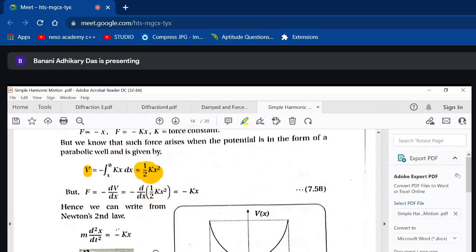If anybody asks you, or you may get it in MCQs, I'm not prompting you to just remember and put a tick mark on your MCQs. That's not my target. My aim is just to make you understand the physics behind it. Sorry, the potential is equal to half kx square.